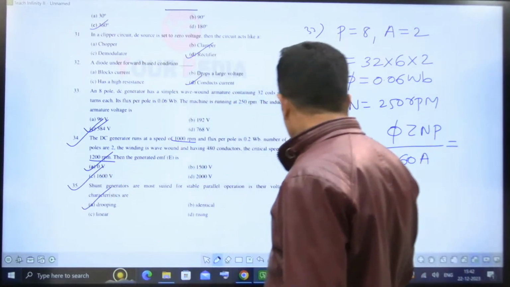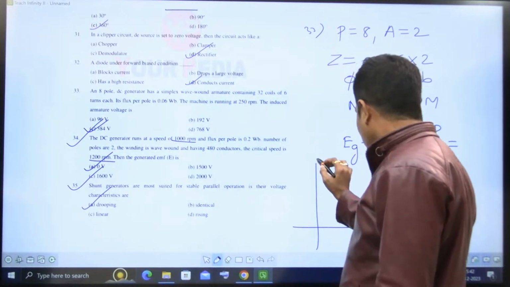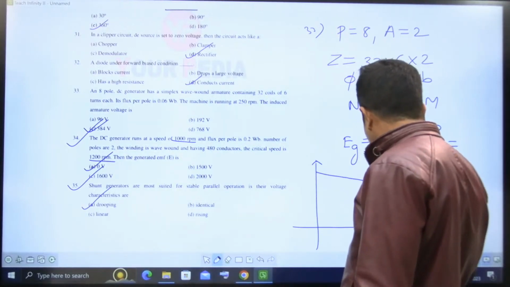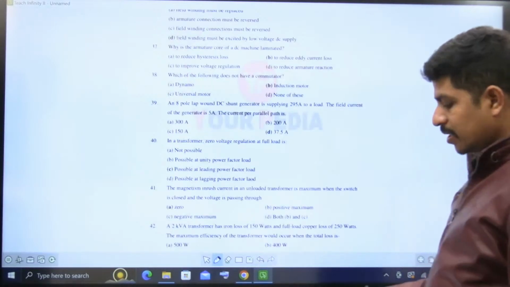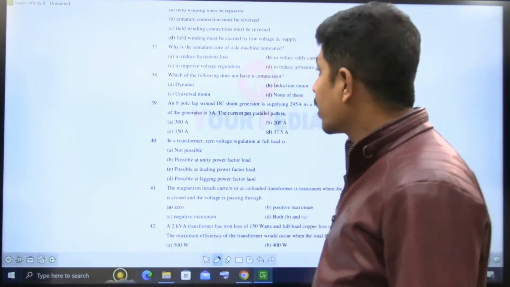Next, shunt generators are most suited for stable parallel operation because their voltage characteristics are drooping characteristics. Yes, the shunt generator characteristics are called drooping characteristics. Right? Next question, please.